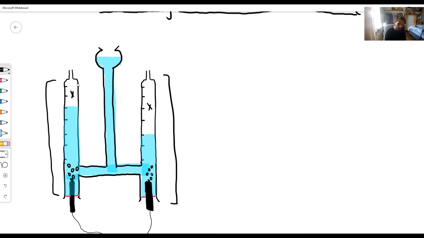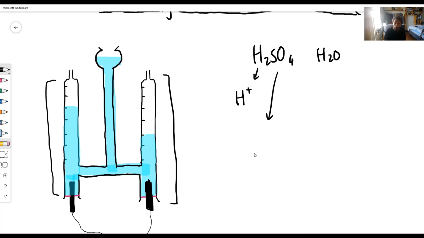And what we can do then is we can actually measure the amount of gas, and this is what's really interesting about this experiment. So let's go through it. Okay, so we've got H2SO4, right? We've got water. We know we have water because it's an aqueous solution. So what kind of ions can we form? We can form H+ ions. This is from the sulfuric acid. We can also form SO4 2- ions, sulfate ions, and then from the water, of course, we can also form H+ ions, and we can form OH- ions as well.